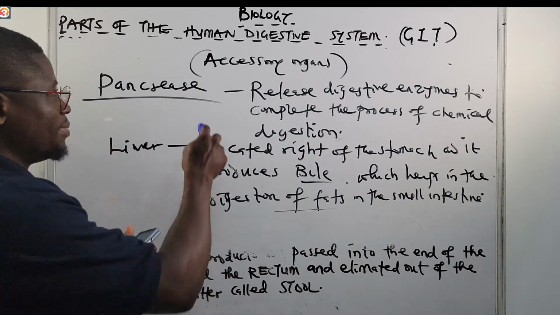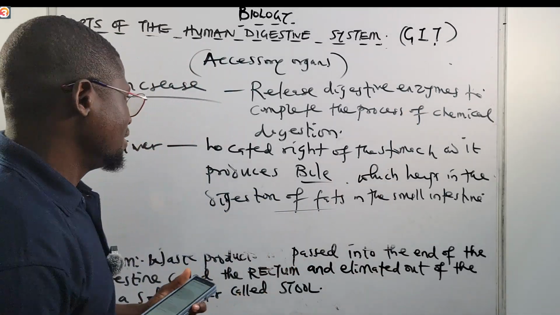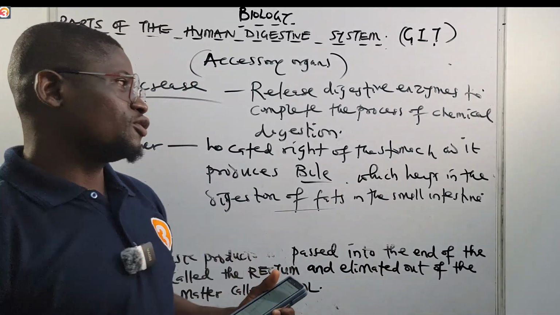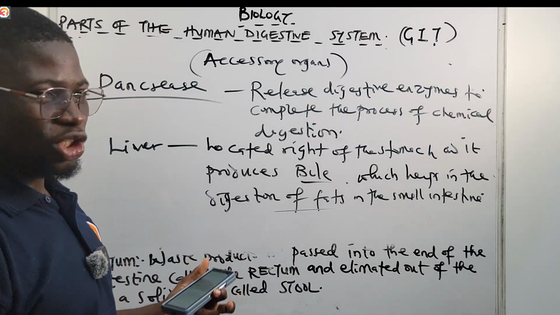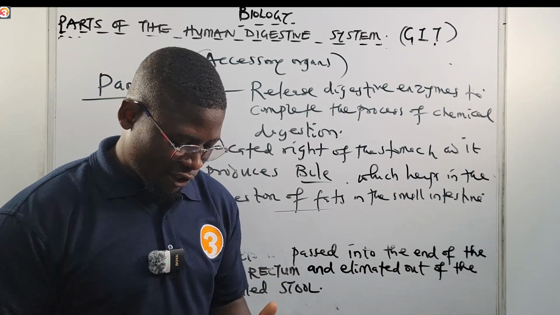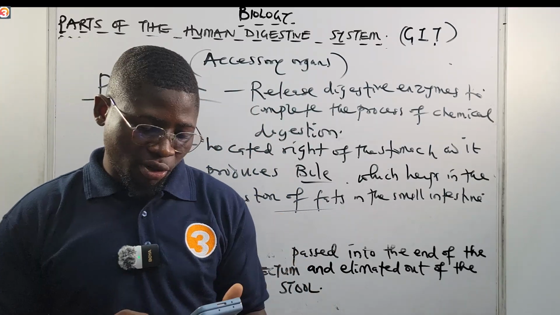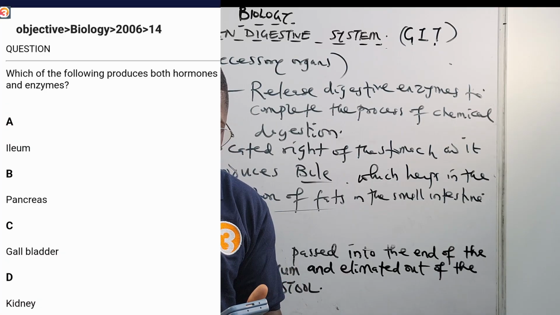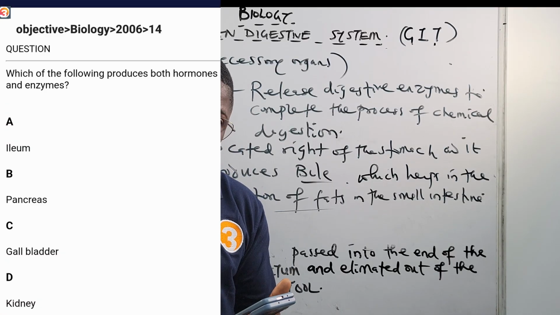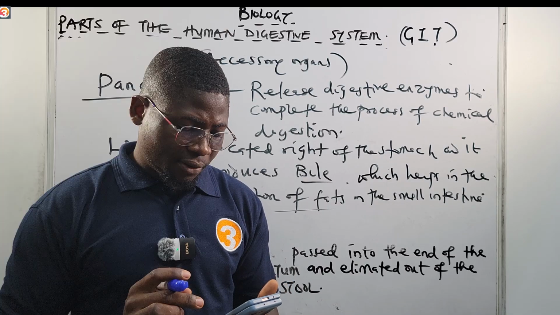So we have the pancreas, which releases digestive enzymes to complete chemical digestion. Then we have the liver, located right of the stomach, which produces bile. The bile helps in the digestion of fats in the small intestine. Please take note of those accessory organs. Which of the following produces both hormones and enzymes? The correct answer is pancreas. It's not ileum, which is your small intestine. C, gallbladder, no. D, kidney, no. Let's see another question.